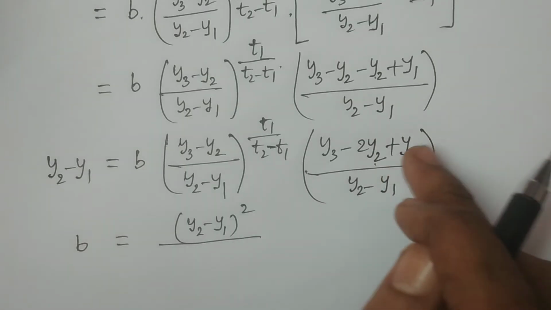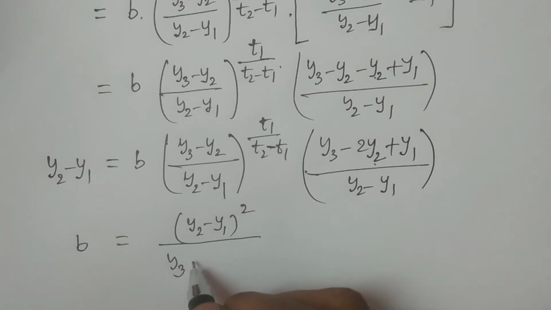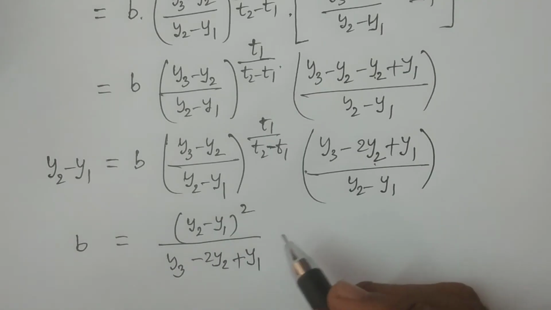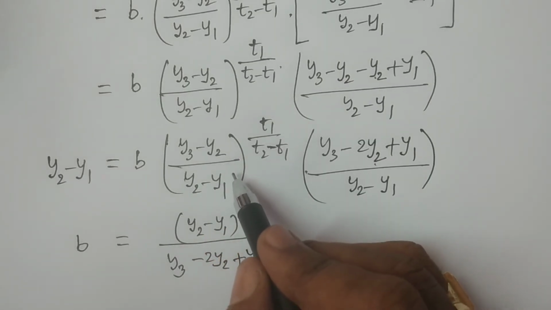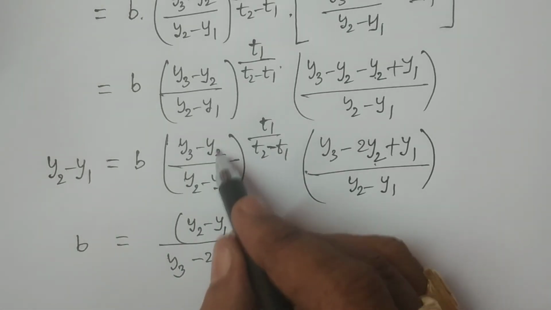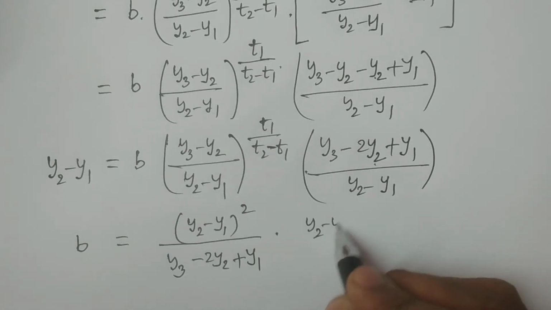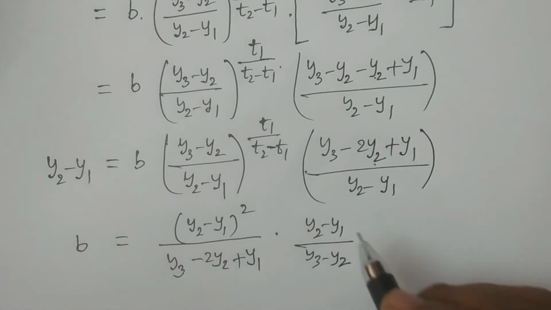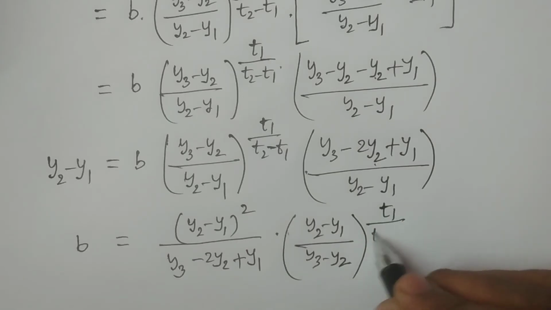Divided by this particular term. You are taking it to the left hand side. Therefore, this is y3 minus 2y2 plus y1. This is the one particular term, multiplied by this one. If you take this particular term to the left hand side, then I am changing this value: a by b, I am changing as b by a. That is y2 minus y1 divided by y3 minus y2, whole power as it is, t1 by t2 minus t1.